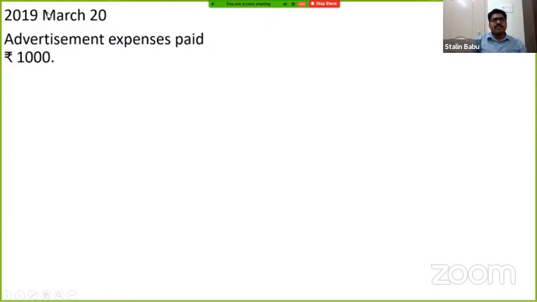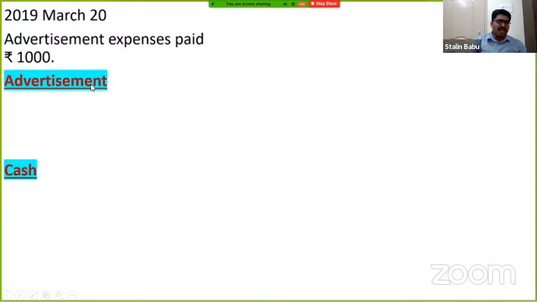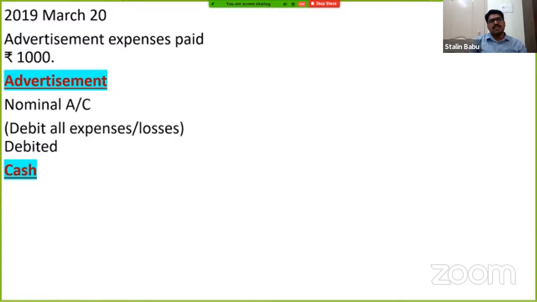And 2019 March 20th, advertisement expenses paid, rupees 1000. Here we are paying the expenses. What is the head of the expenditure? Advertisement. That means cash is going out of the business. So the two accounts involved in this transaction are advertisement account and cash. Advertisement is an expenditure, so it belongs to nominal account. What is the principle of nominal account? Debit all expenses and losses, credit all incomes and gains. So here advertisement is an expenditure, so the advertisement account is debited.